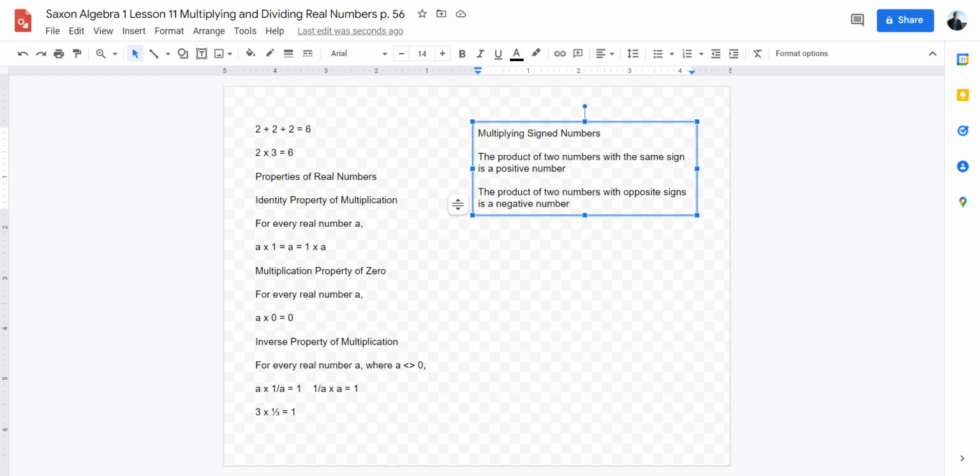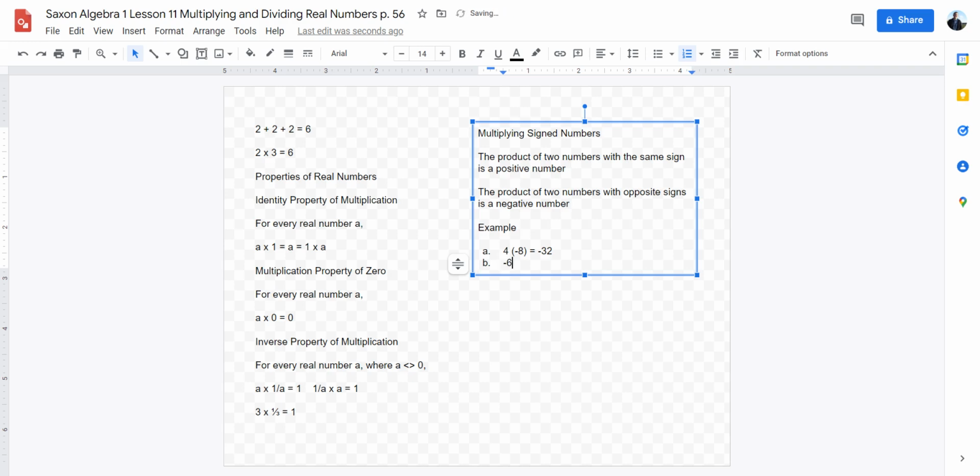Make sure you take a look at the examples underneath each of those rules on page number 57. And we're going to look at the official example number 1, as we work a few practice problems here. So what if you have the problem 4 times -8, 4 times the opposite of 8? Well, if I look at those 2 numbers, they have different signs, and the product of 2 numbers with different signs is always a negative number. So I'm just going to multiply. 4 times 8 is 32, but it's going to be -32 because they have opposite signs. Easy peasy. Let's take a look at another one.